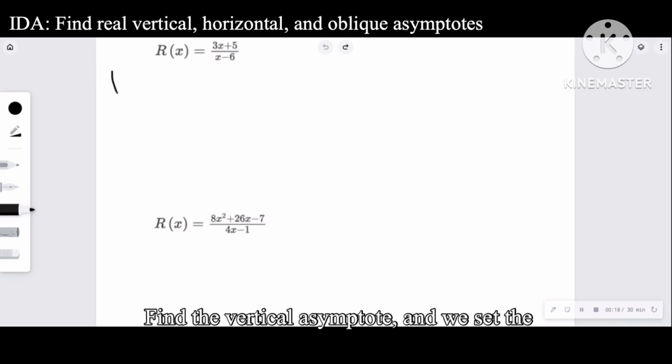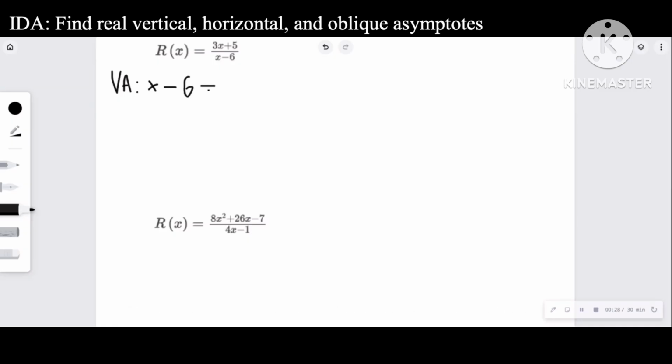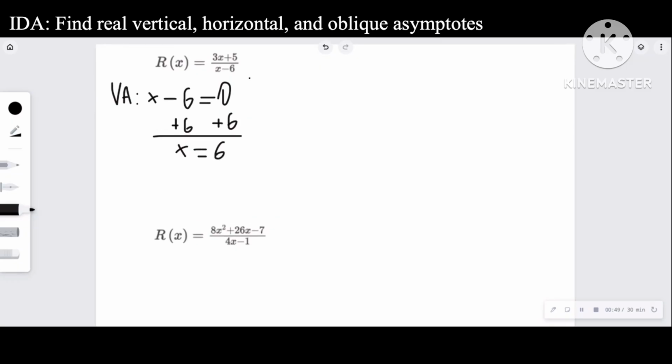To find the vertical asymptote, we must set the denominator equal to 0 and solve for x. The denominator for this equation is x minus 6. So we set that equal to 0, and add 6 to both sides of the equation. Negative 6 plus positive 6 is 0, leaves x behind. 0 plus positive 6 is equal to positive 6. This leaves x is equal to positive 6 as the vertical asymptote for this equation.